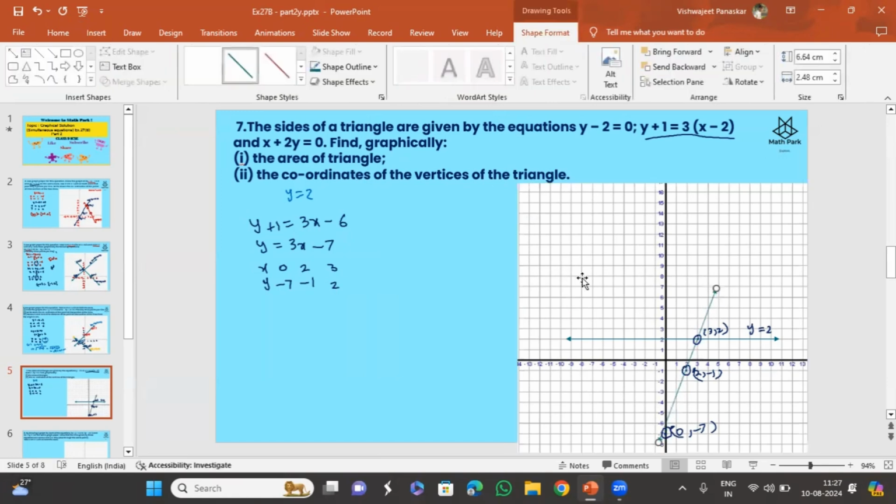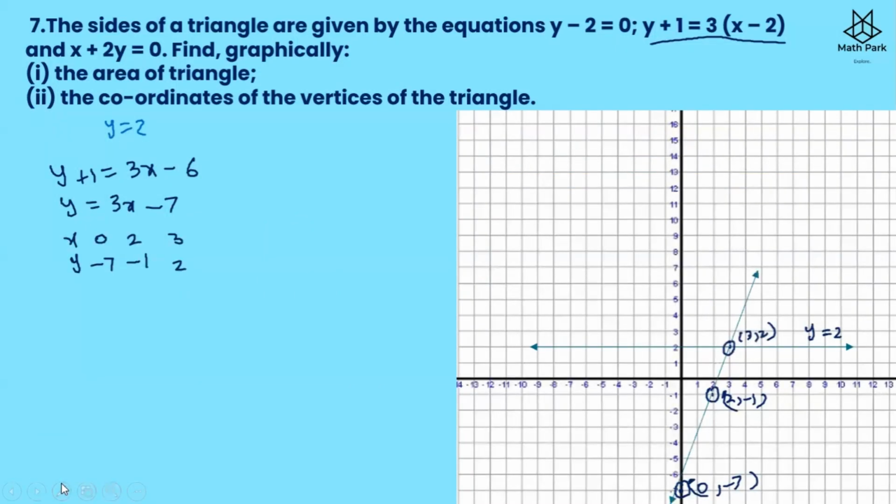And this is your line ready. Equation of a line there. And the equation of this line is y plus 1 equals 3 in bracket x minus 2. The third line now, x plus 2y is equal to 0, is x is equal to minus 2y.